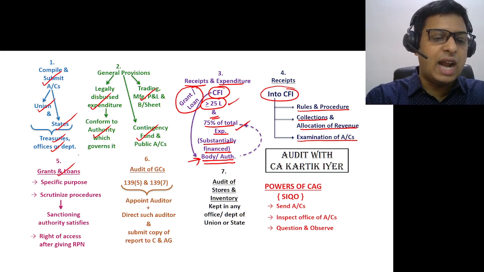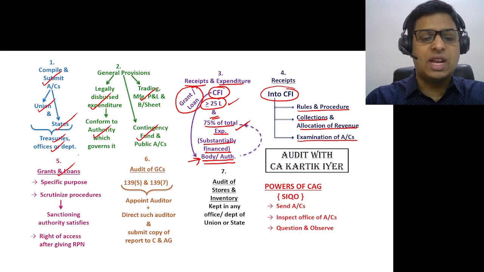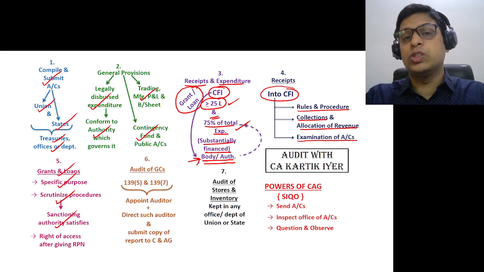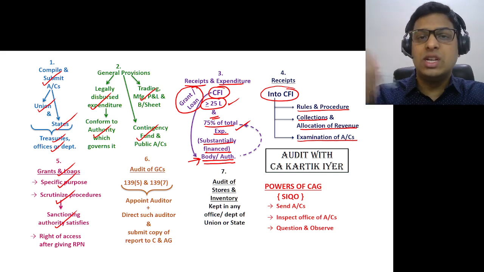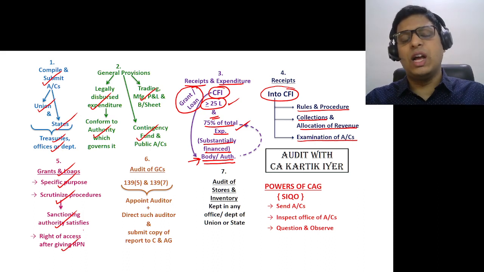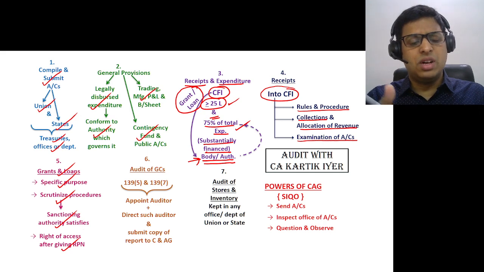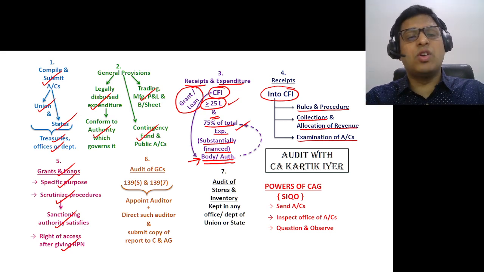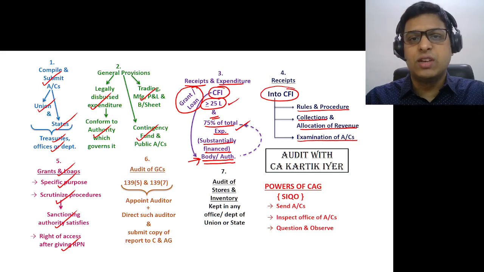Next is regarding grants and loans. Whenever grants and loans are given, we have to check whether they are given for a specific purpose, and we have to scrutinize the procedures. The sanctioning authority should be satisfied that this loan is important to be given. And finally, the right of access after giving a reasonable public notice. So basically, access is given only after we inform the authorities and the other persons.